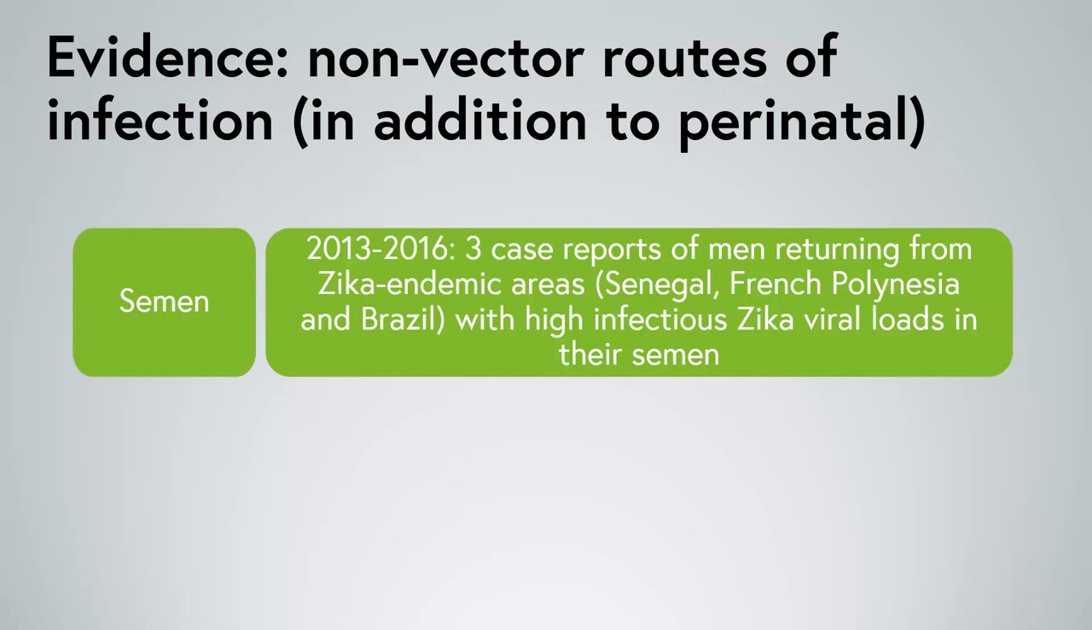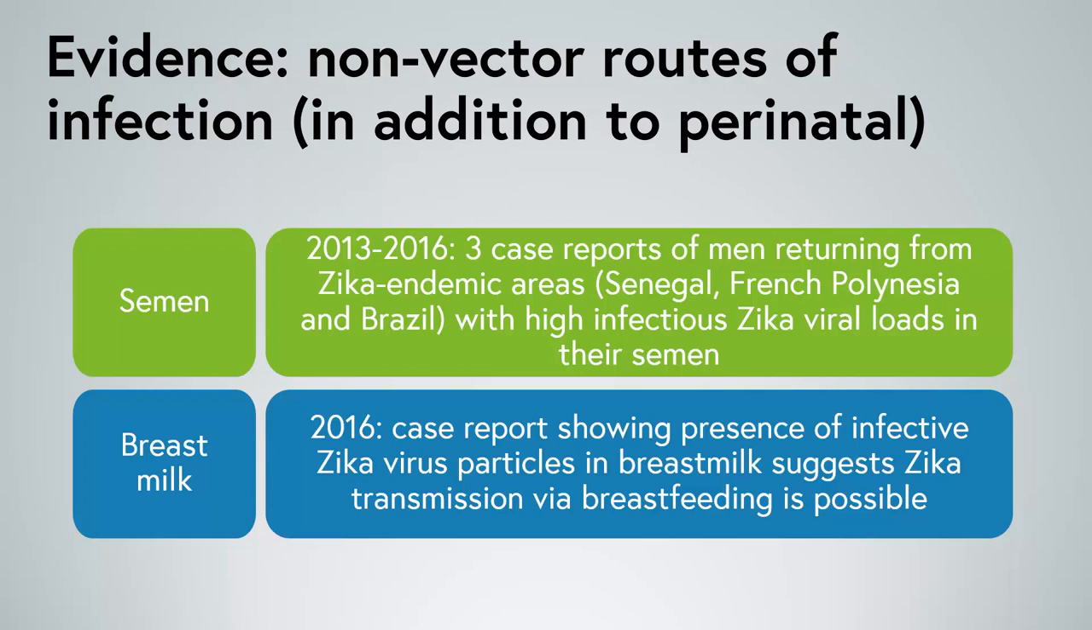There have been at least 3 case reports of men returning home from Zika endemic areas, Senegal, French Polynesia and Brazil, to non-endemic areas with high infectious Zika viral loads in their semen. It appears that in one case, Zika was sexually transmitted to his wife, who was living in a non-endemic area. The second involves breastfeeding, following a case report showing the presence of Zika virus in the breast milk in a woman who gave birth to a healthy baby while febrile and immediately breastfed. The relative importance of direct human-to-human transmission versus vector transmission is unknown, but needs to be addressed to direct control efforts.